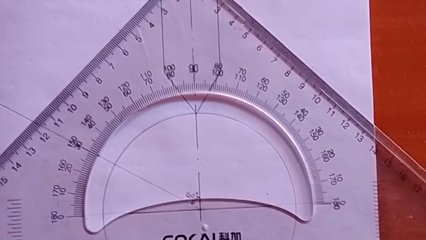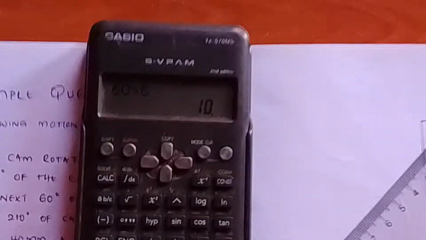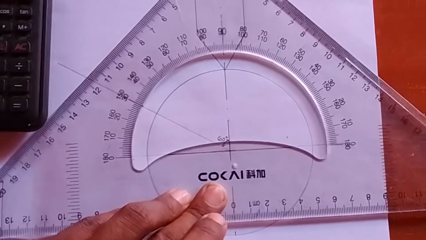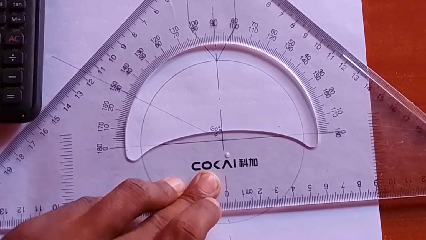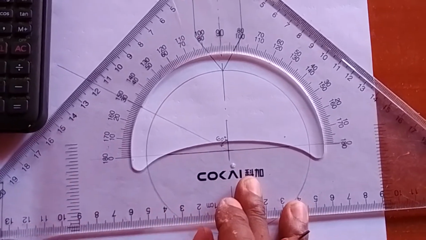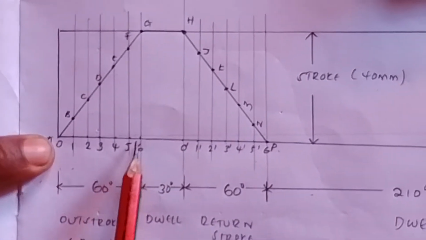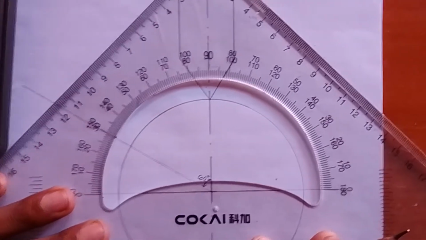That's why you must have a calculator. So you say 60 divided by 6. How many times do we have to divide? We have to divide it by 6, so we'll have 10 degrees at intervals of 10 degrees apart, 10 degrees apart, 10 degrees apart. Now look at this particular point. We divide it according to the outstroke in the displacement diagram. If in your displacement diagram you divided this distance from here to here 8 times, you will also have to divide the outstroke on your cam profile 8 times.